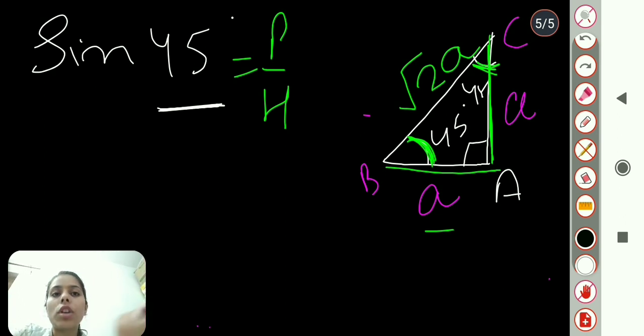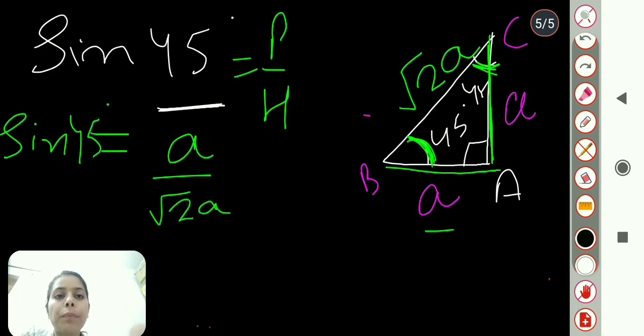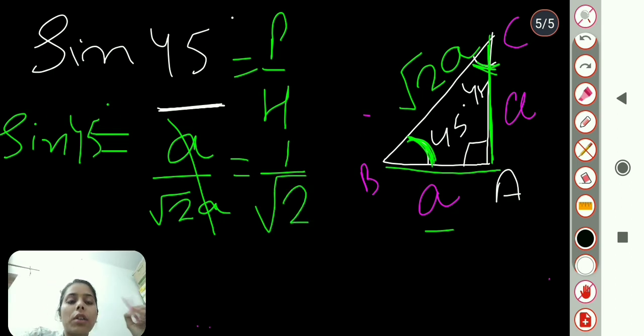So for sine 45 degree, the value of perpendicular is A, and the hypotenuse is under root 2A. After cancelling these A, I get sine 45 is equal to 1 by root 2. I hope this is clear. I want to explain how this value occurs. You can learn this value, it's fine, but we have to have knowledge of the basic concept, right?